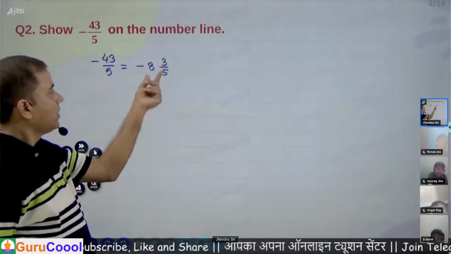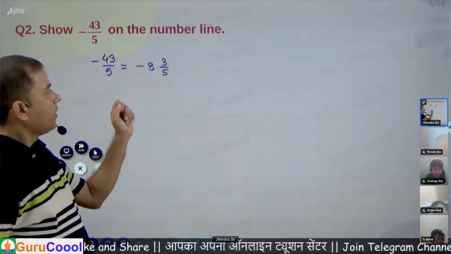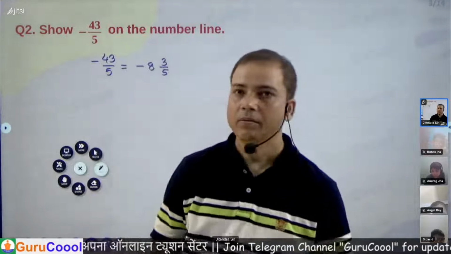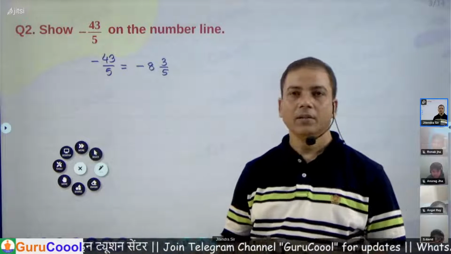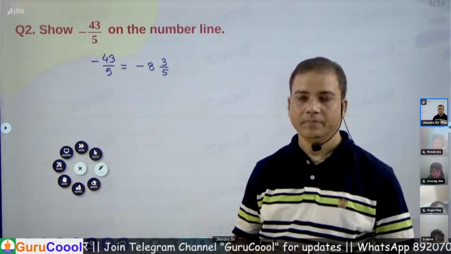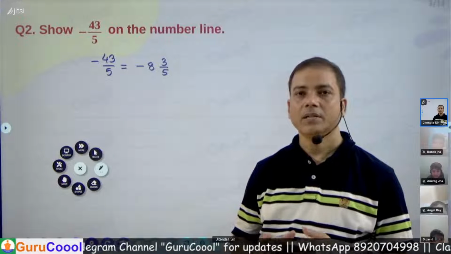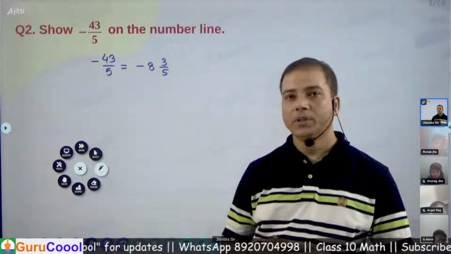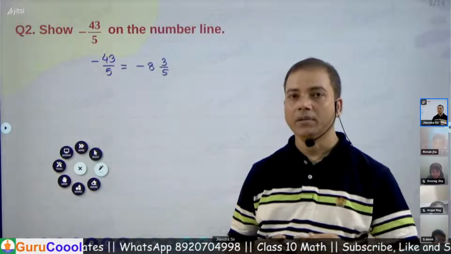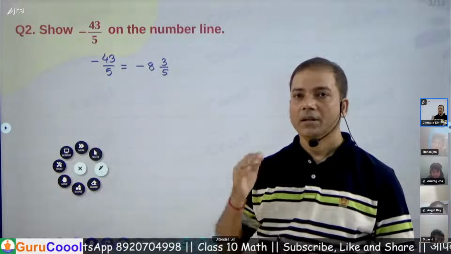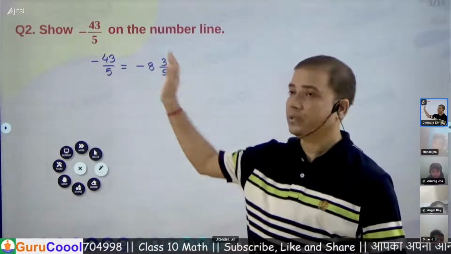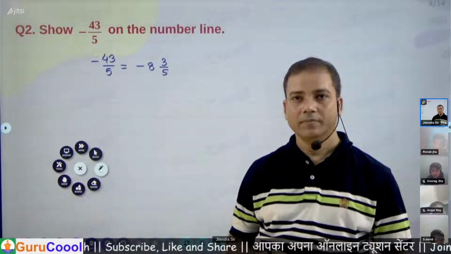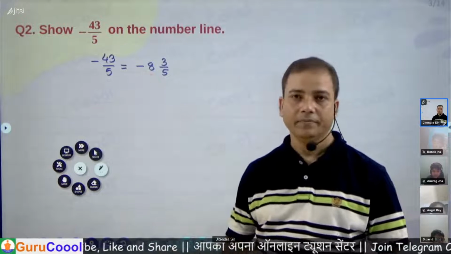If you show this number on the number line, you have to travel from 0. 0 means starting point. So you will start from 0. You will travel how many units? 8 units on the left side, and then extra 3 by 5 units on the left side, correct?